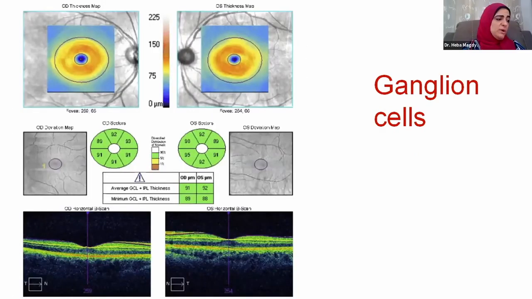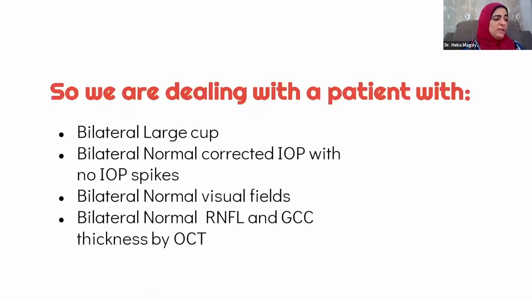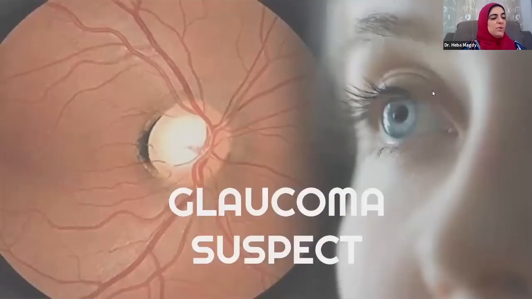Okay, so now we are dealing with a patient with bilateral asymmetrical large cup, with normal intraocular pressure, with no pressure spikes and normal visual field, as well as normal retinal nerve fiber layer and ganglion cells by the OCT. So we can conclude that this patient is not glaucomatous, he is just a glaucoma suspect. But who is the glaucoma suspect, Fairuz?